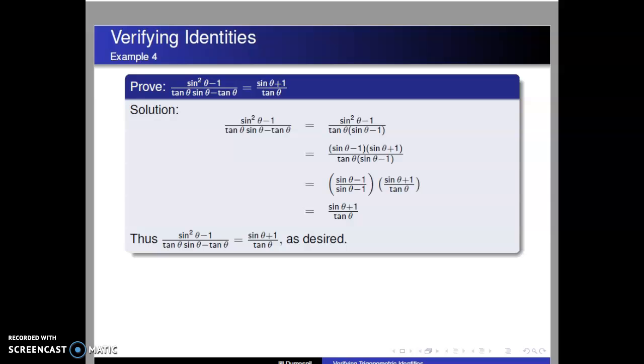We should note that proving or verifying identities definitely takes some practice and many false starts. It's important to be both patient and persistent when attempting these problems.